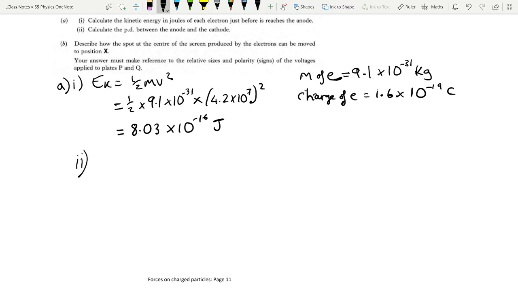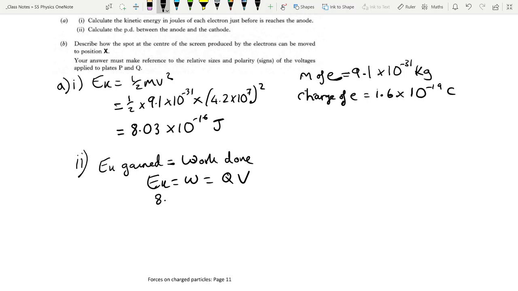Okay, question part A, part 2 says calculate the potential difference between the anode and the cathode. So we know that the kinetic energy gained between the cathode and the anode is 8.03 times 10 to the minus 16 joules from part 1. We also now know that the kinetic energy gained is the same as the work done between the two. So kinetic energy gained is equal to the work done. So EK equals W equals QV.